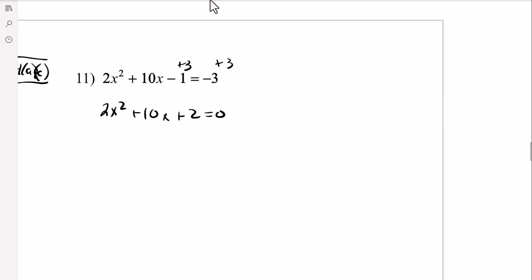Okay, one thing to notice, these all have a 2 in common. I can divide both sides by 2, or another way to do it is to keep the scale factor. We're going to factor out a 2. So 2 divided 2 leaves x squared. 10x divided 2 leaves positive 5x. 2 divided 2 leaves 1. All right. And here we're using the ABC.